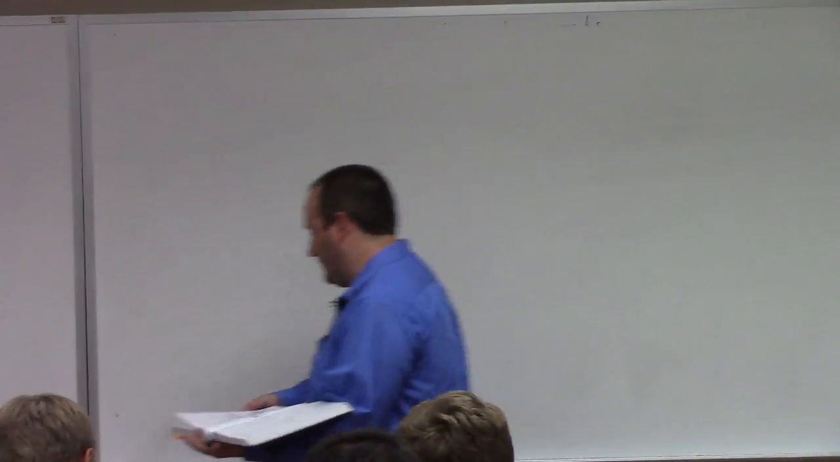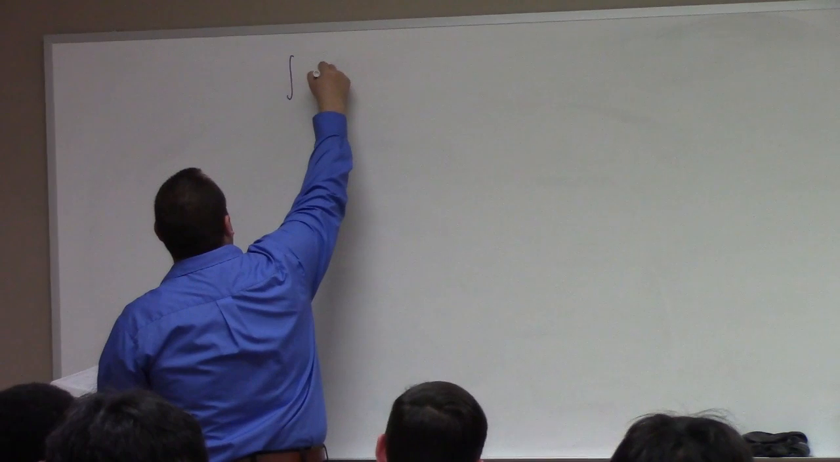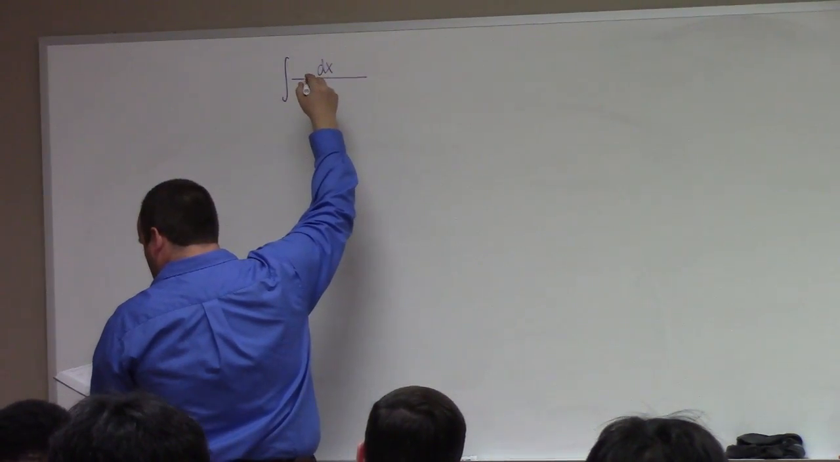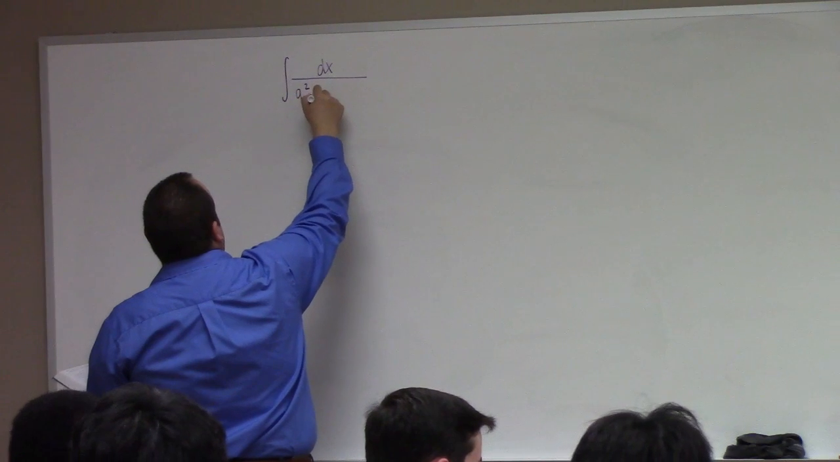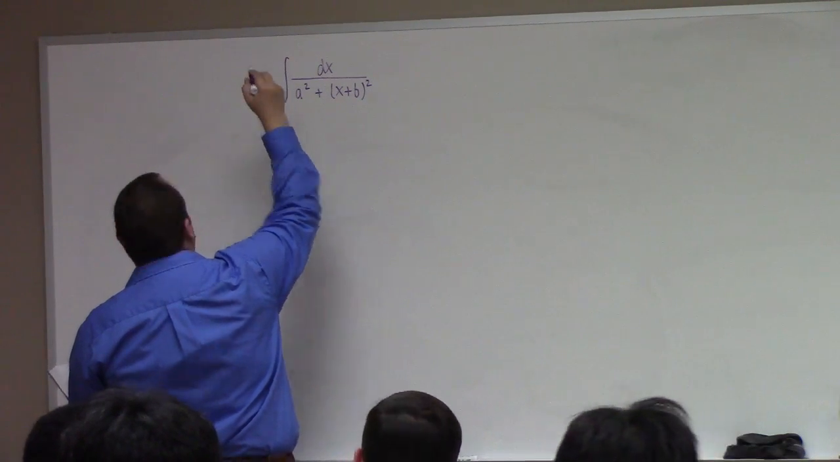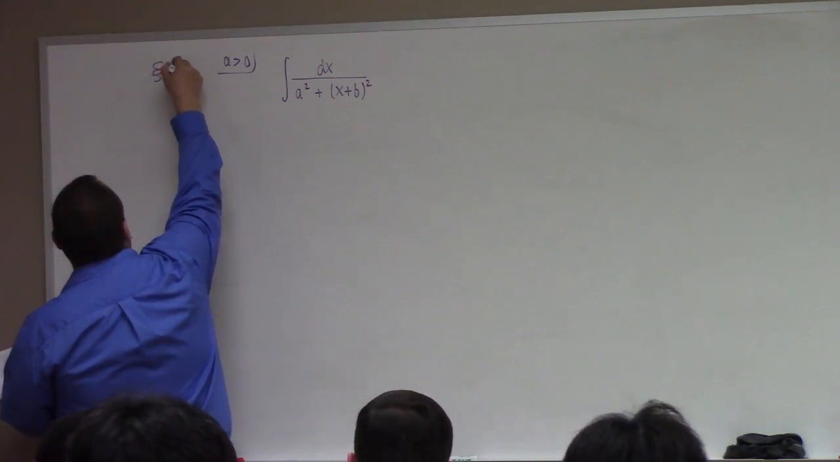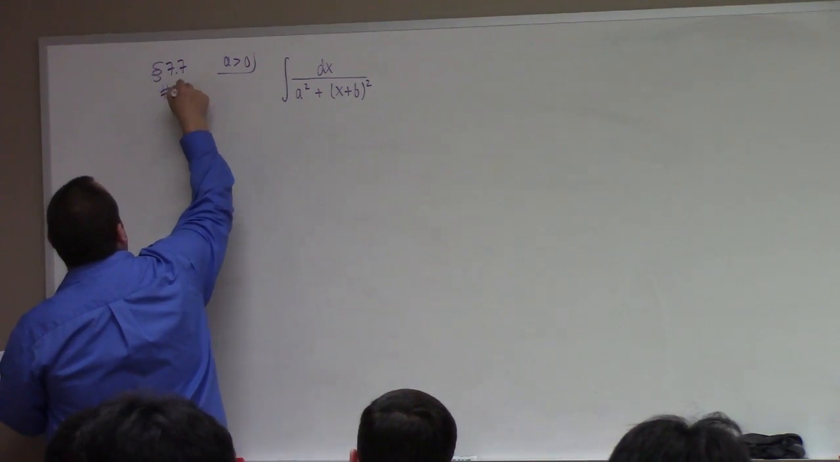The one that I have is 7.7, question 36. I hope I can do it. Let's see here. Yes, this is a good problem for us to do. So here we're faced with the integral of dx over a squared plus x plus b quantity squared. Right? So this is section 7.7, number 36.